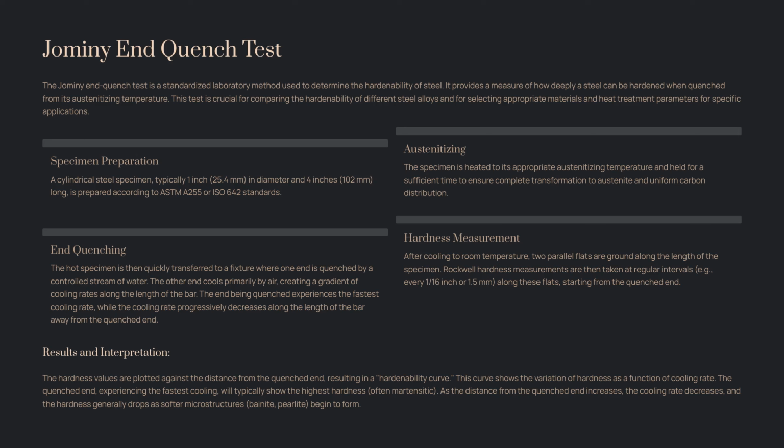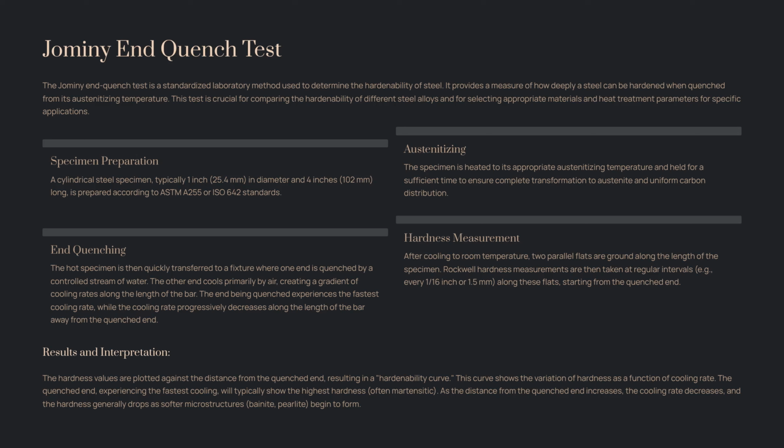Results and interpretation. The hardness values are plotted against the distance from the quenched end, resulting in a hardenability curve. This curve shows the variation of hardness as a function of cooling rate. The quenched end, experiencing the fastest cooling, will typically show the highest hardness, often martensitic. As the distance from the quenched end increases, the cooling rate decreases, and the hardness generally drops as softer microstructures, bainite and pearlite, begin to form.